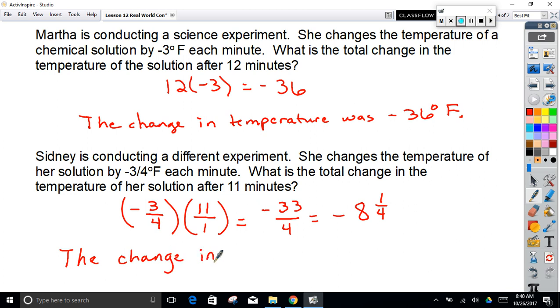Change in temperature was -8 1/4 degrees Fahrenheit. How could you say that a different way in a sentence without using a negative sign? Using some sort of negative word instead. Zoe? The temperature decreased 8 1/4. Good. The temperature decreased 8 1/4 degrees Fahrenheit.